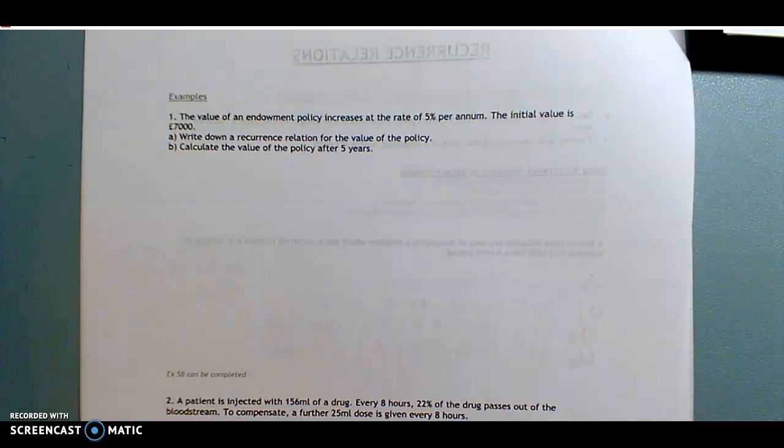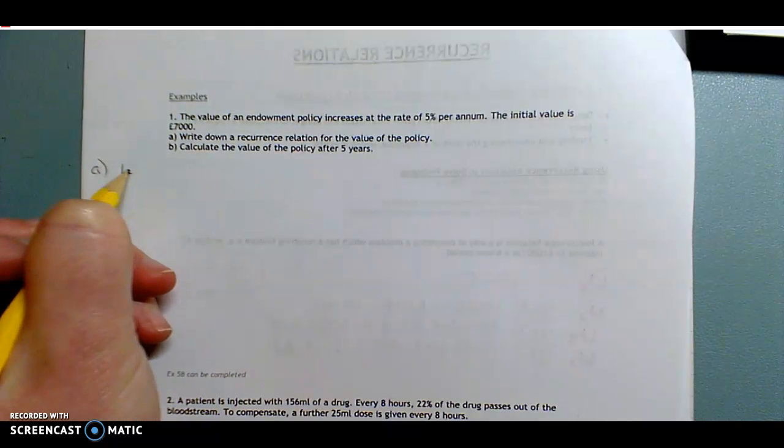So our first example, the value of an endowment policy increases at the rate of 5% per annum. The initial value is £700. A, we want to write a recurrence relation for the value of the policy, and B, calculate the value of the policy after 5 years. So let's start with this recurrence relation.